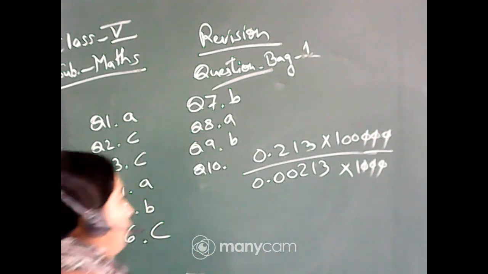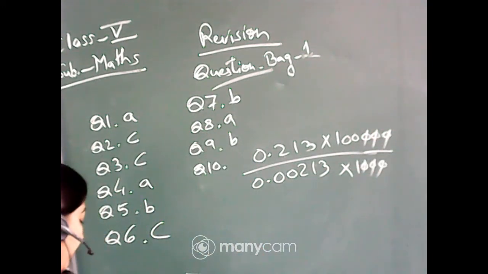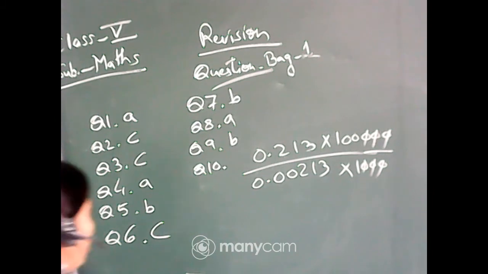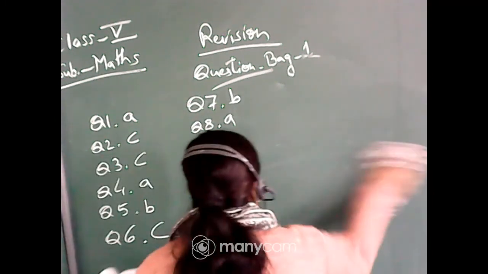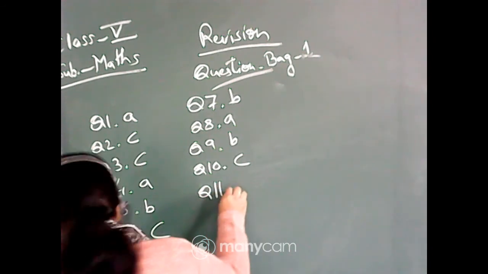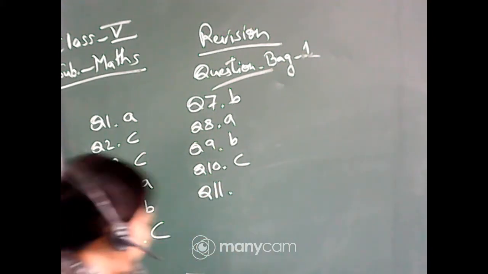So 21300 divided by 213. That means 100 is extra, isn't it? So the answer will be option number C. Answer is option number C. So give a tick mark in option number C.